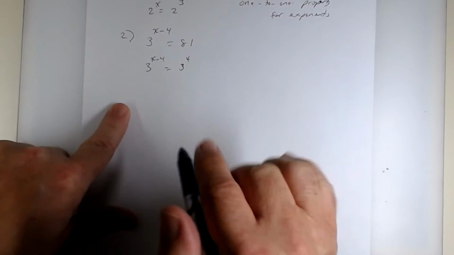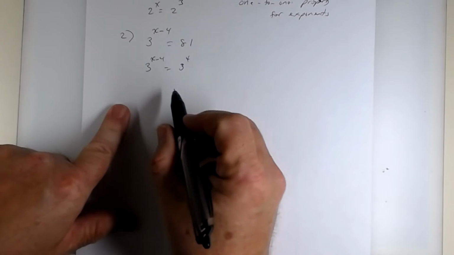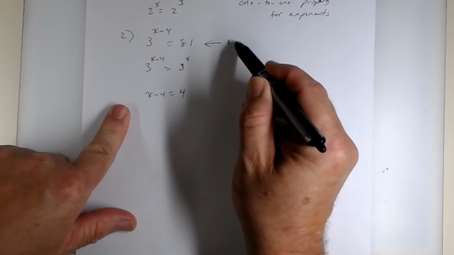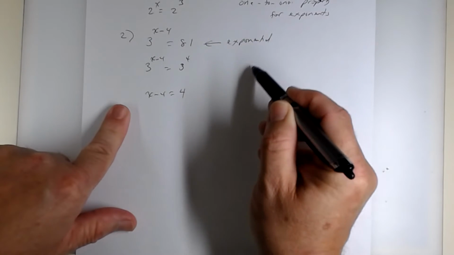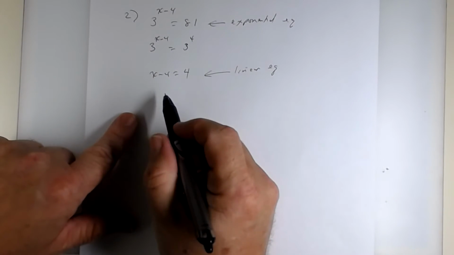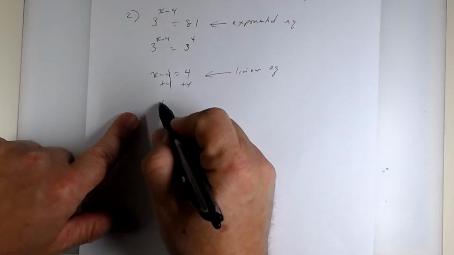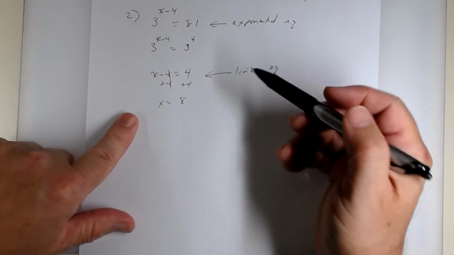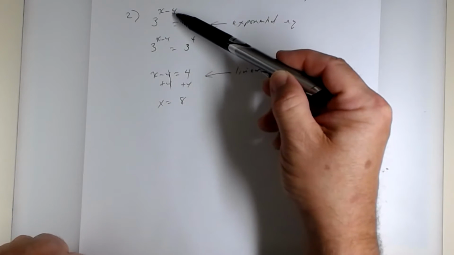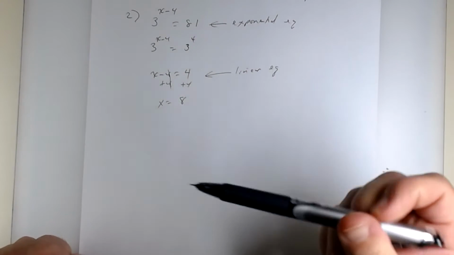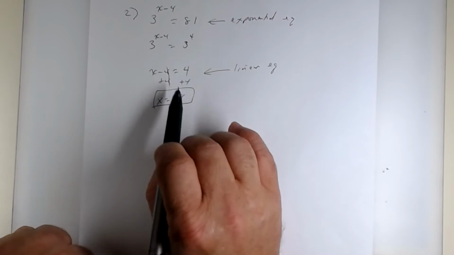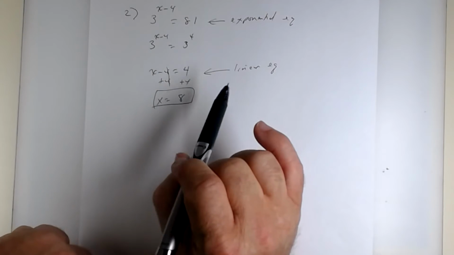So what that means then is that this exponent has to equal what? That exponent. So x minus 4 has to equal 4. So I went from an exponential equation to a linear equation. And so you add 4 to both sides, and you found what your solution needs to be. So x has to be what? 8. And in this case, it's easy to check. If x is 8, what's 8 minus 4? 4, and 3 to the 4th is what? 81. So the answer is 8. All right, so remember, you got to get the bases to be the same, rewrite it to where the bases are the same, and then you're going to use the one-to-one property for exponents.